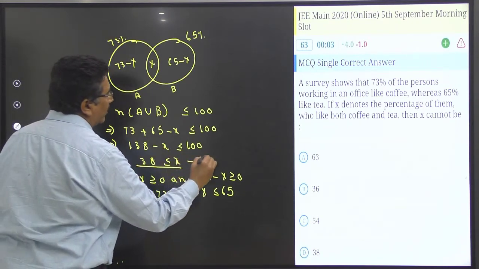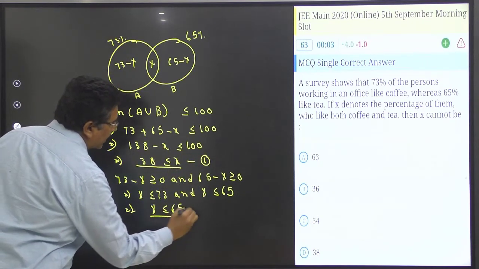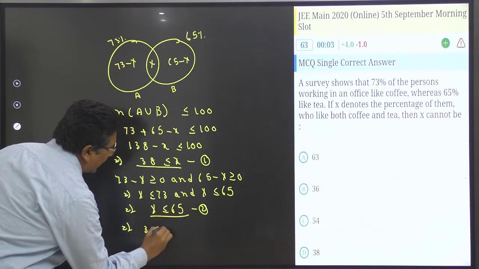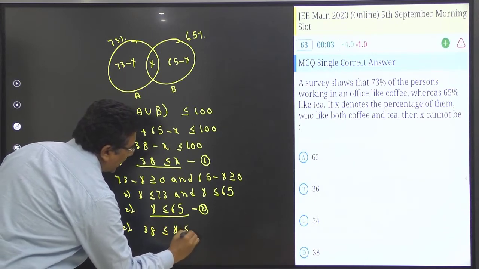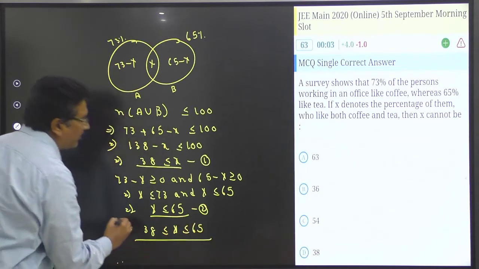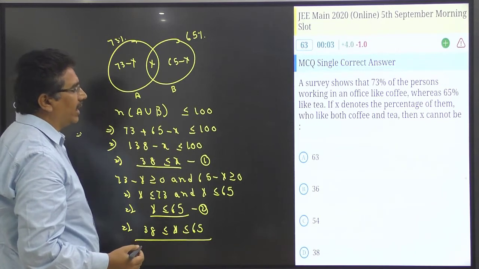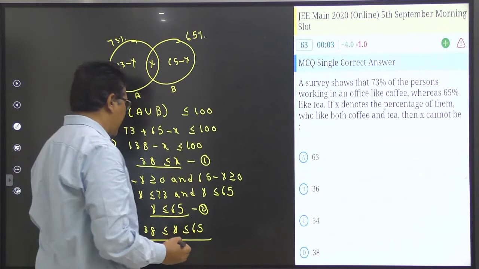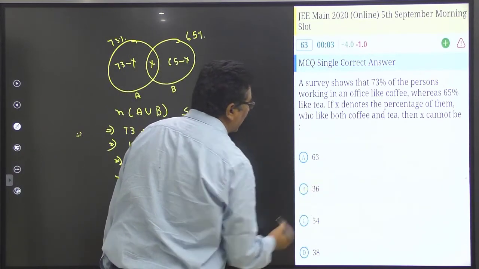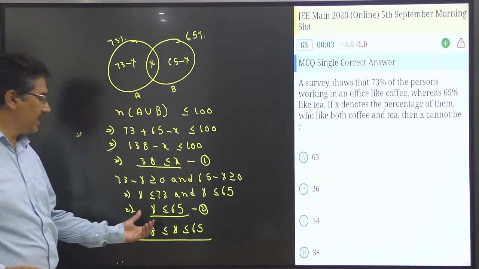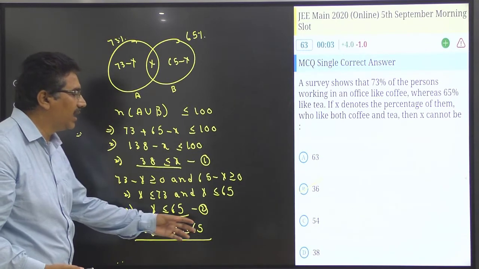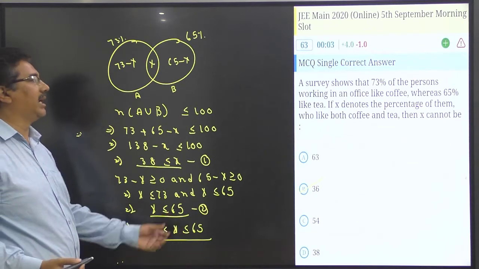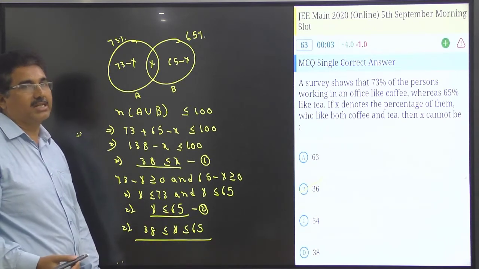From 1 and 2, this is 1 and this is 2, 38 less than or equal to X less than or equal to 65. X lies between 38 and 65. Here 36 does not lie in the given range. So 36 does not lie in this interval.